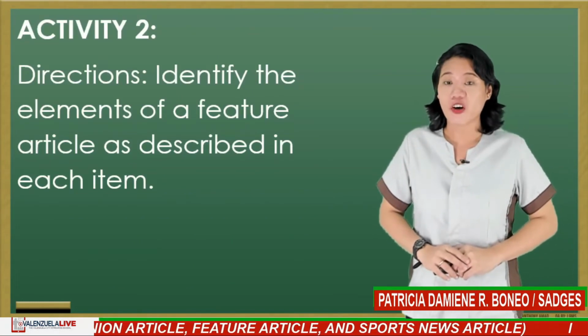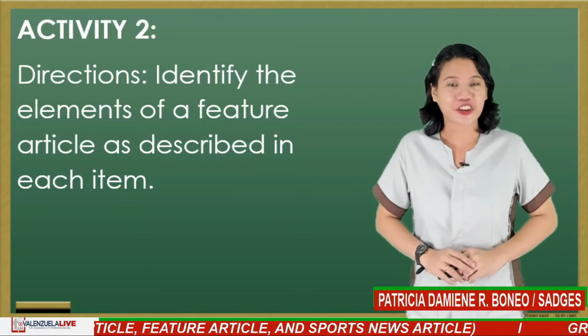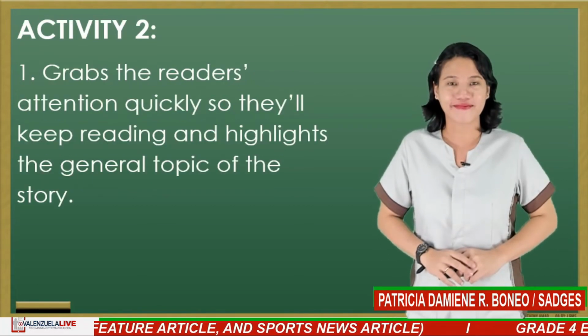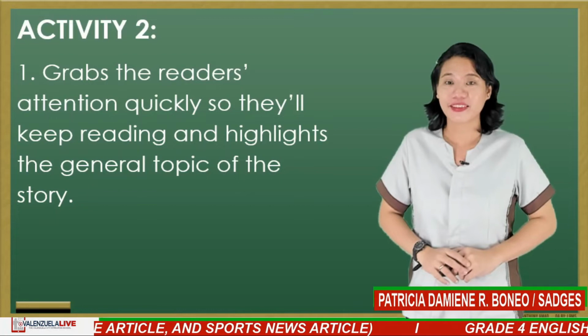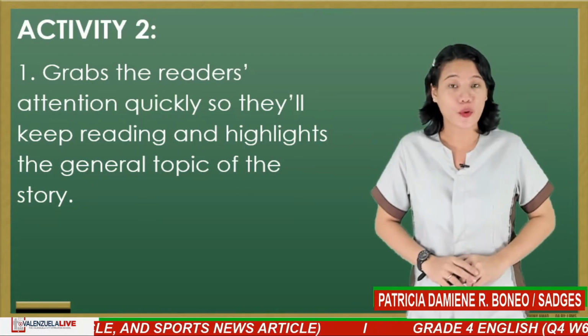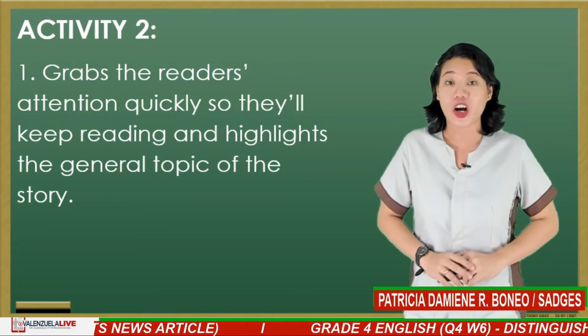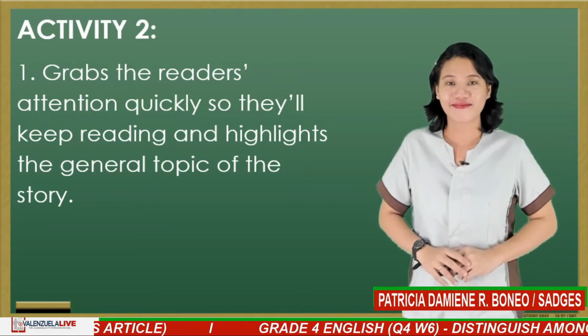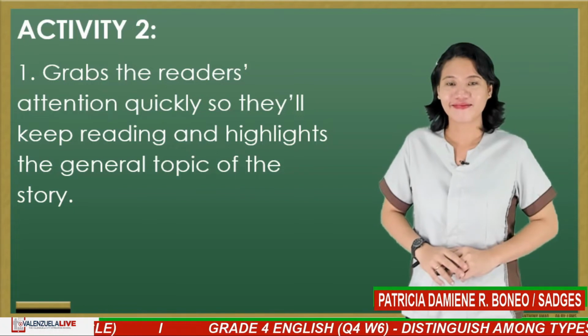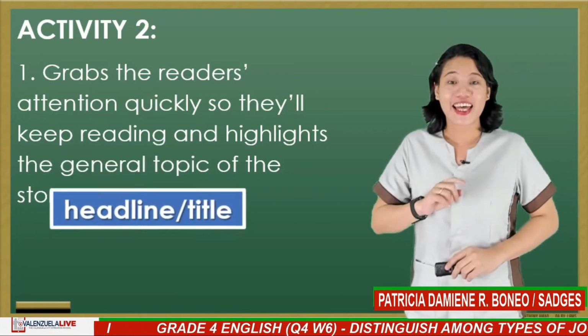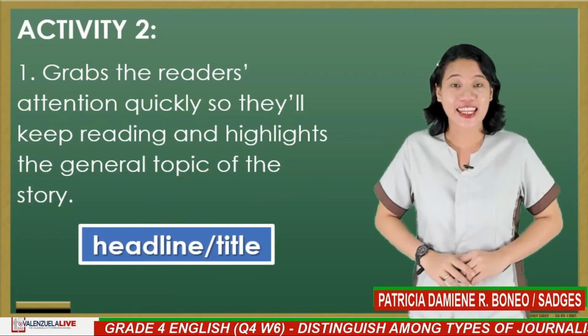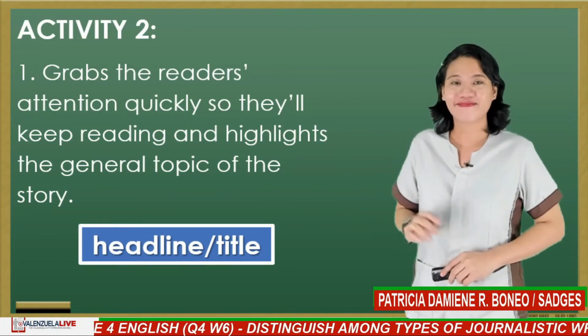Identify the elements of a feature article as described in each item. Number 1, grabs the reader's attention quickly so they'll keep reading and highlights the general topic of the story. Great! The answer is a headline or title.